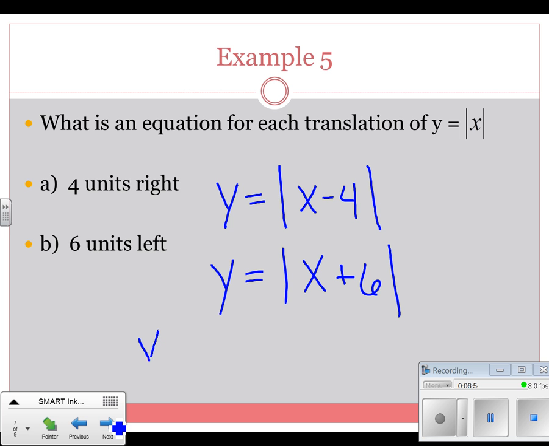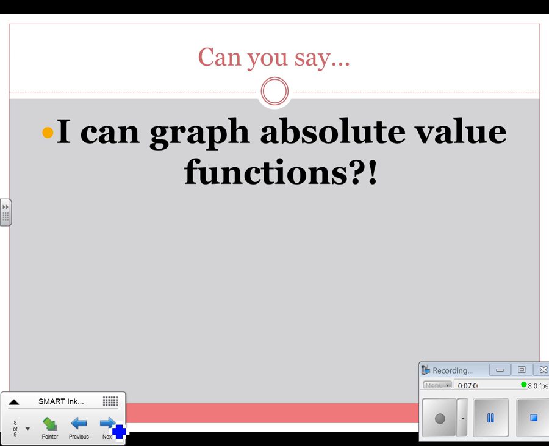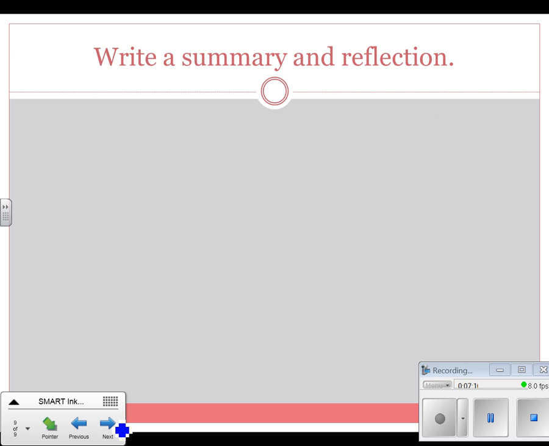And just on a side note, if you were going to graph the opposite of the absolute value of x, it would be a V, but it's upside down when you graph that. Can you say I can graph absolute value equations and functions? Write a summary and reflection and be prepared for the work time in class.